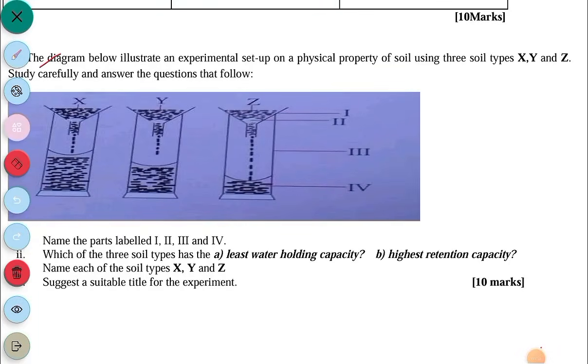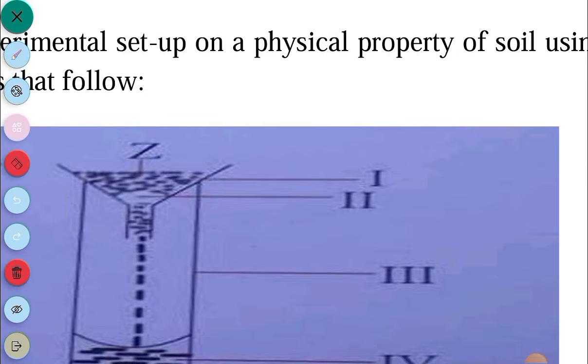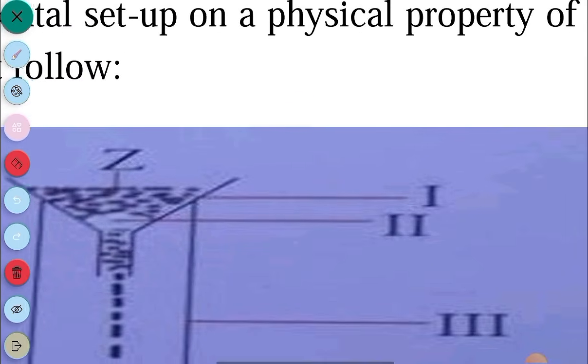Diagram illustrates an experimental setup on the physical property of soil using 3 soil types X, Y, and Z. Study carefully and answer the questions that follow. So we are asked to name the parts I to IV. You have to zoom to see very well. So I is a funnel. It isn't very clear what I is, but I looks like a funnel.